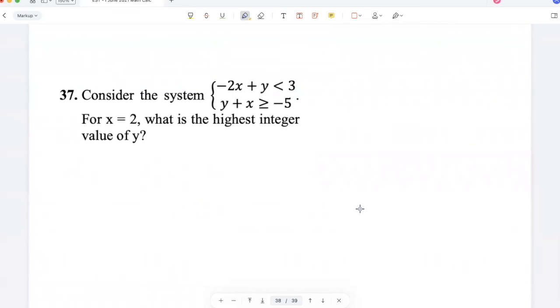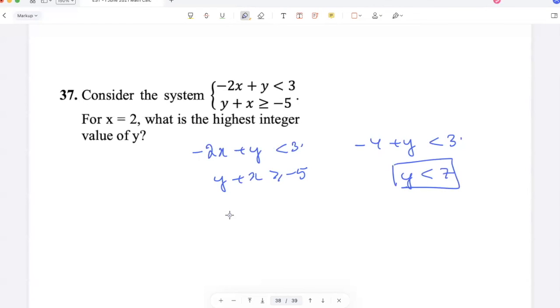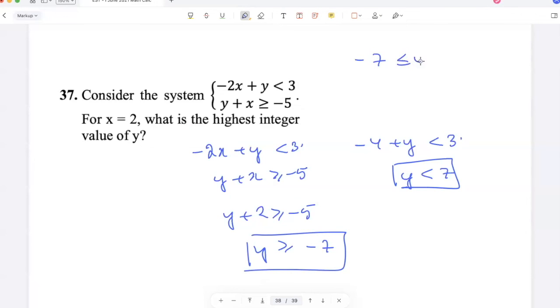Consider this system. For x equal to 2, what is the highest integer value of y? Okay, so minus 2x plus y is less than 3 and y plus x is greater than or equal to -5. So x is 2, so minus 4 plus y is less than 3. So y is less than 7. That's from the first one. And from the second one, y plus 2 greater than or equal to -5. So y greater than or equal to -7. So -7 less than or equal to y less than 7. This is the range for y. So the highest integer value of y will be 6, right? Because it can't be 7, it's less than 7. So 6.